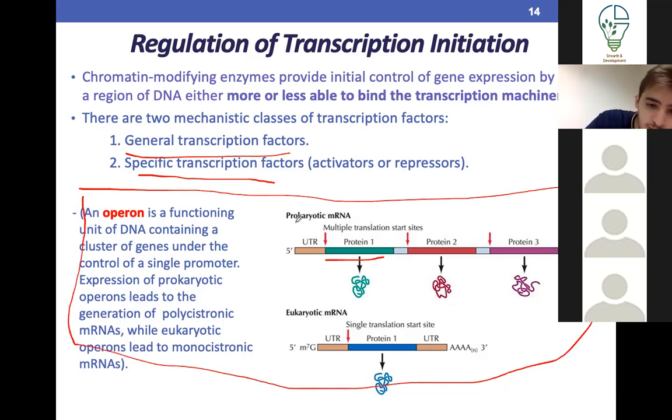So basically, the difference between prokaryotic cells and eukaryotic cells is that prokaryotic cells have different translation binding sites. This is an mRNA, and this is a eukaryotic mRNA. For one mRNA in a eukaryotic cell, you can produce one protein, because there is only one binding site for the ribosome. However, in prokaryotic cells, one mRNA can produce different proteins. So one mRNA produces protein 1, protein 2, and protein 3. This is called polycistronic. Memorize it.